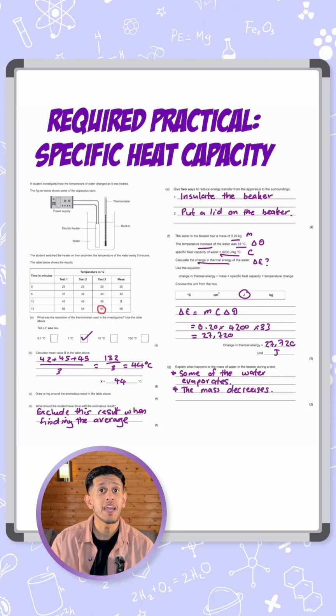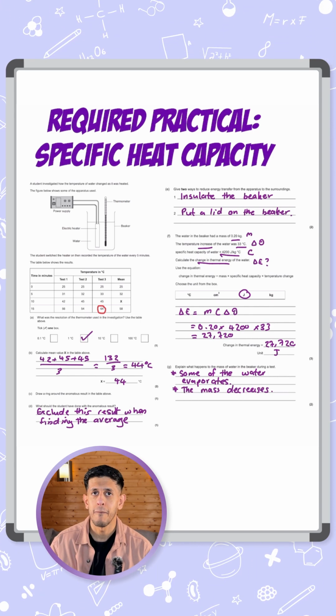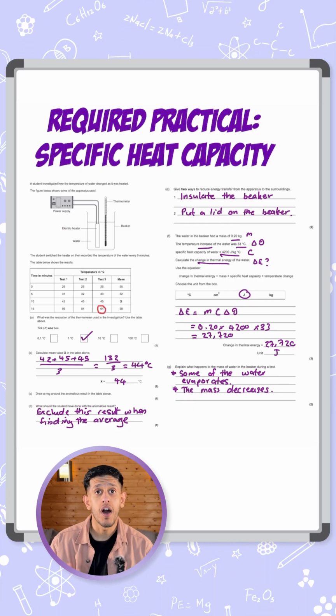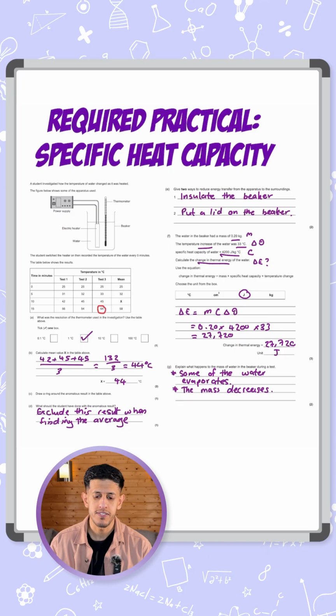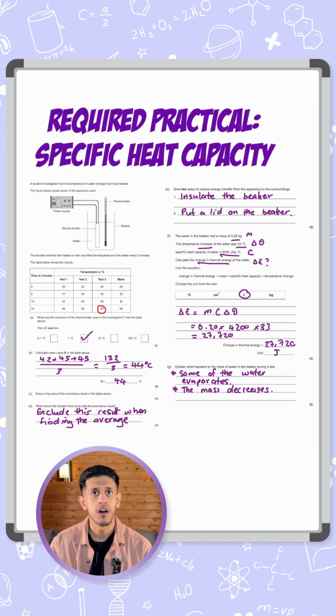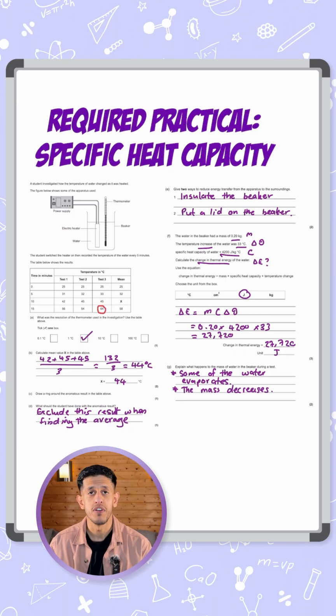So there we have it, a complete question on the specific heat capacity required practical, quite a long one with a variety of different things on both the experiment as well as calculations and explanation questions. So a tough one, all in all about 12 marks, but a really good way to get good marks if you know the experiment very well.